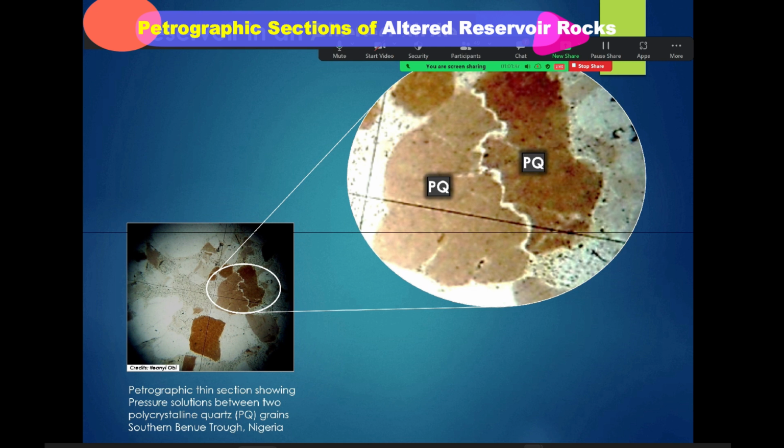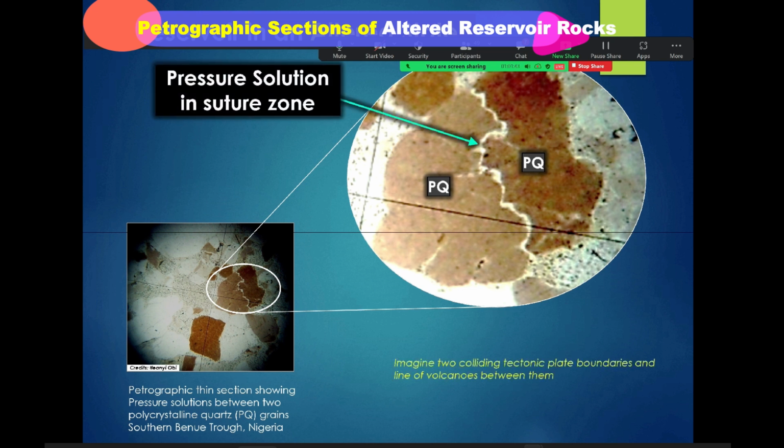It now creates what we call a pressure solution between those individual quartz grains. Okay, so that's what we call a suture zone. And I did say, imagine tectonic plates. I talked about tectonic plates initially, right? Imagine those plates moving towards each other, causing the earth's crust to become squeezed. Imagine what it does to the rocks themselves, the rock that is being squeezed. At microscopic level, these are the kind of things that you will end up seeing.